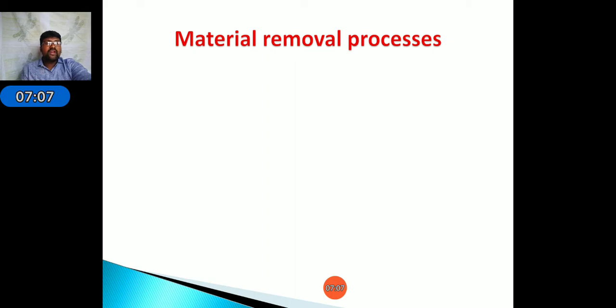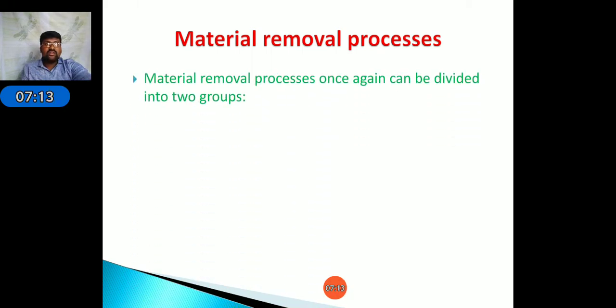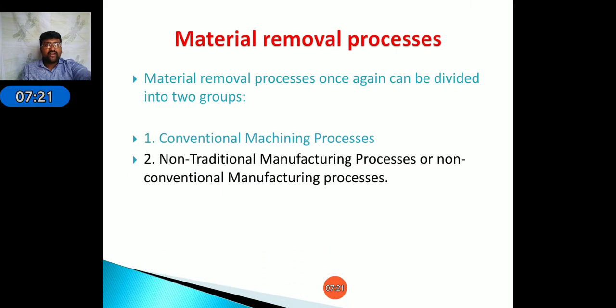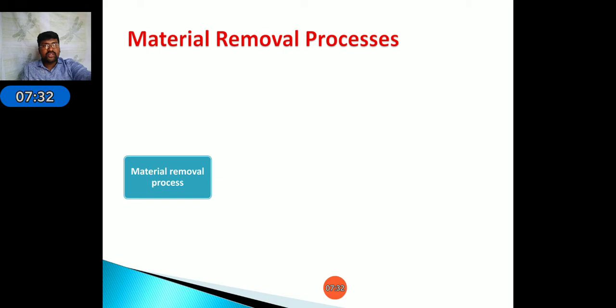Coming to the material removal process, it is one of the processes in secondary manufacturing. Material removal process can once again be divided into two groups, that is, conventional machining process and non-conventional machining process. It is also called non-traditional or unconventional machining process. Again, we will go through the classification here.